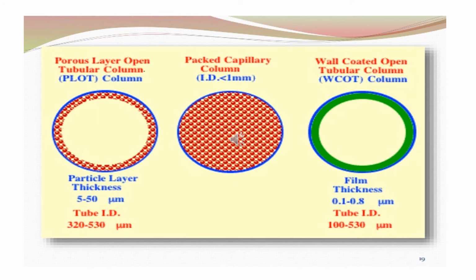There are three types of column. First one is porous layer open tubular column. It is also known as PLOT column. Then packed capillary column. Then wall coated open tubular column.